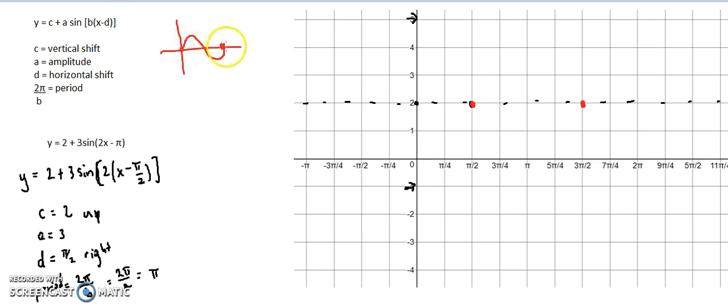So we start and we stop on the middle line. That's our dashed line. We've got that. Halfway through, we go back through that middle. So halfway through would be right there. That's at pi. Halfway between those, we hit our high point at 5. And halfway between the other two, we hit our low point at -1.